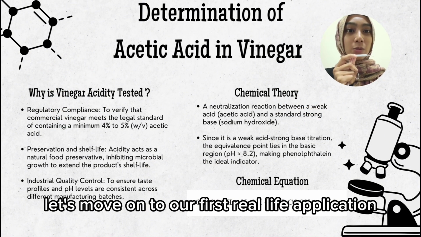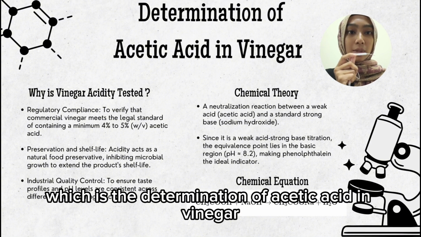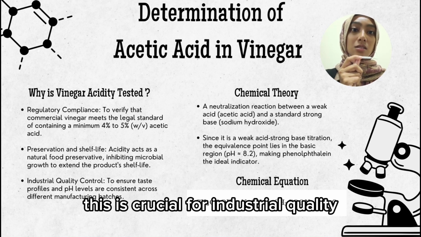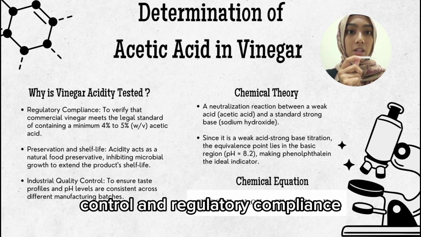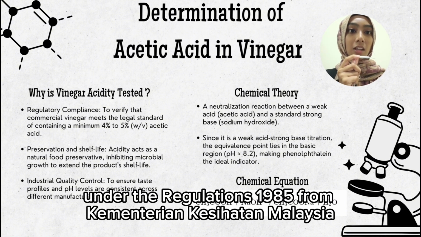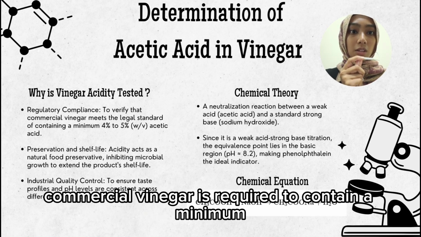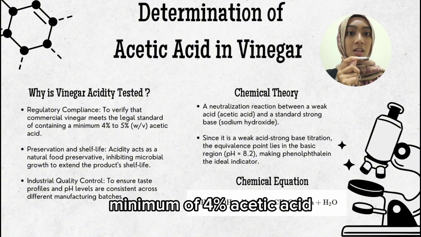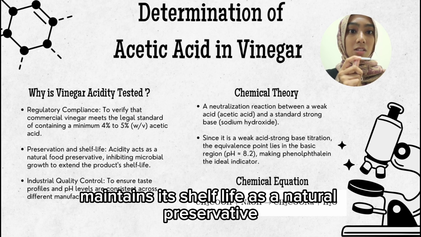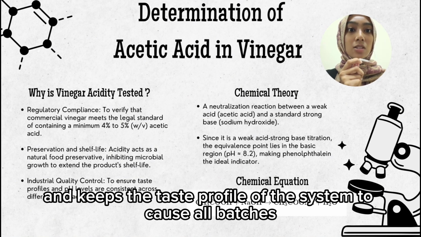Let's move on to our first real-life application, which is the determination of acetic acid in vinegar. Firstly, why do we need to test vinegar acidity? This is crucial for industrial quality control and regulatory compliance. In Malaysia, under the Food Regulations 1985 from Kementerian Kesihatan Malaysia, commercial vinegar is required to contain a minimum of 4% acetic acid. Testing ensures the product is safe for consumers, maintains its shelf life as a natural preservative, and keeps the taste profile consistent across all batches.